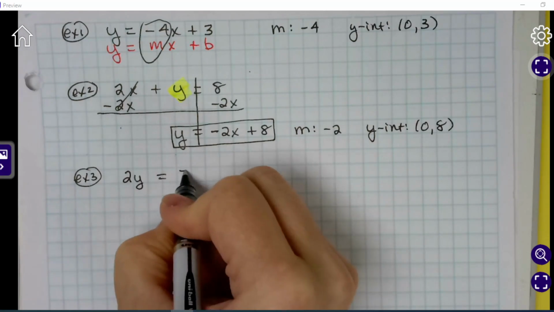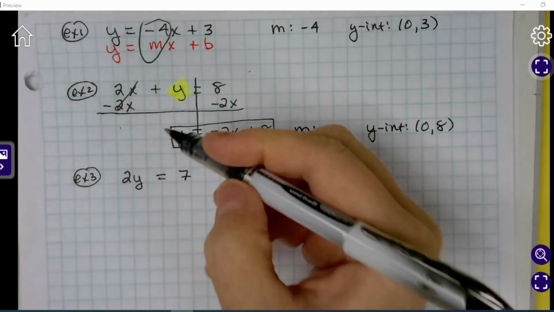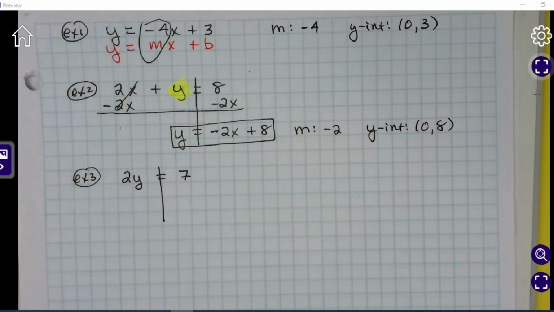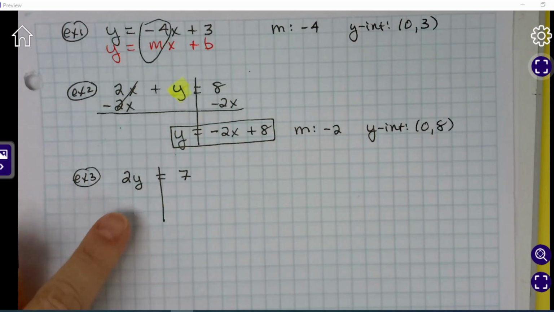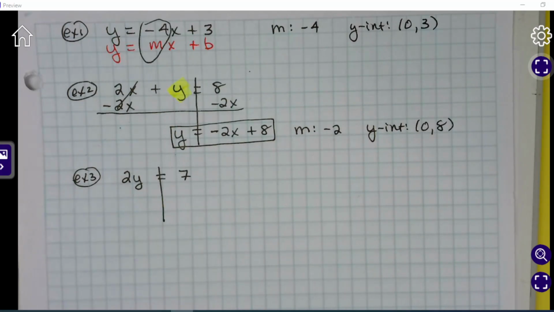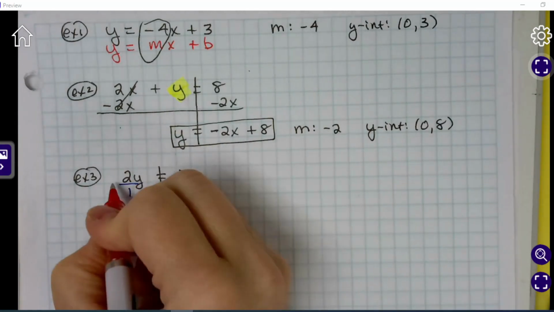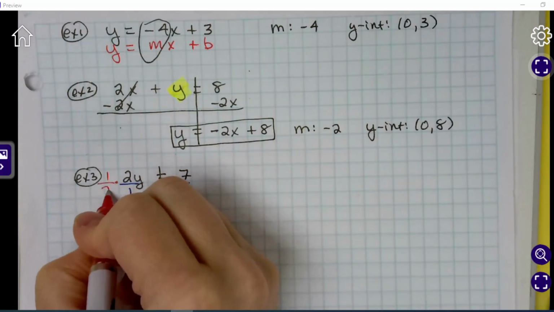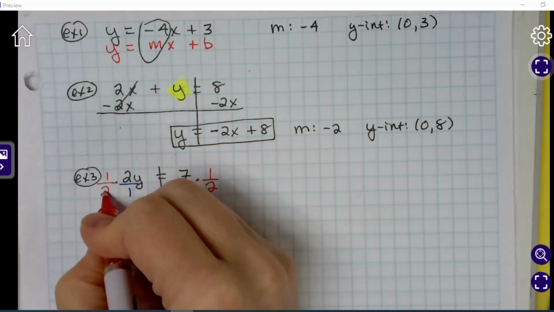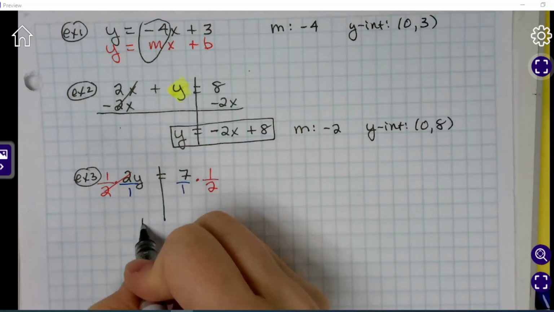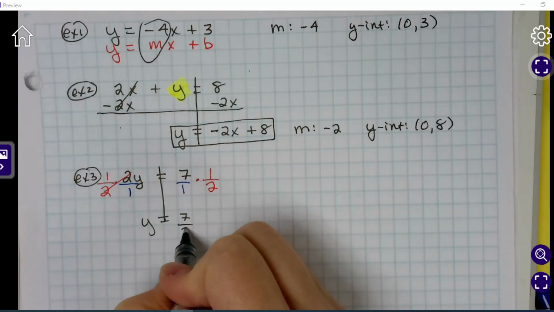2y equals 7. Okay, so to put this in slope-intercept form, you would want to solve for y. So solving steps, add or subtract y's left. Add or subtract numbers right. Go on to step 3, multiply by the reciprocal to get the y alone. So I'm going to multiply by 1 over 2 on both sides. And that gives me y equals 7 halves.